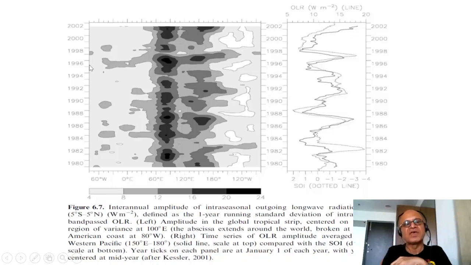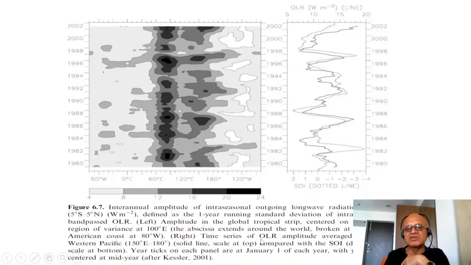The convection is moving eastward, so 96, 97, 98, starting here, extending eastward, starting here, extending eastward, and so this is the 82, 83 El Nino here. And you can see here in the other plot, amplitude in the global tropical strip centered on the major region of variance at 100 degree east, which is in the eastern Indian Ocean. The abscissa extends around the world, so we are going from the Atlantic back into the Atlantic here in the deep tropics.